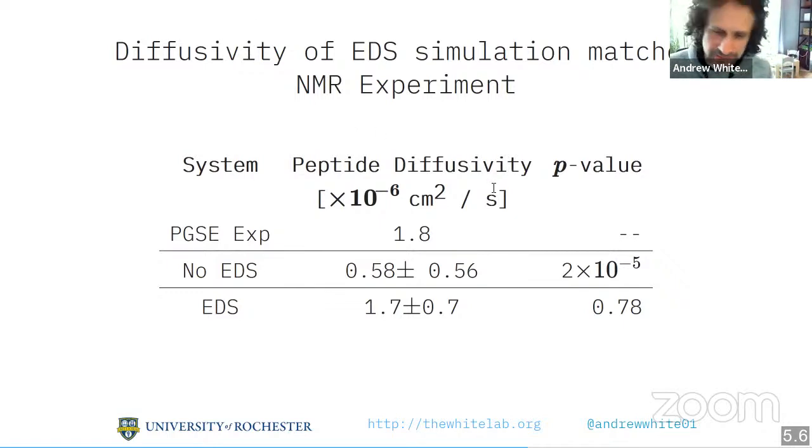So one of the things we like to do is check an independent measurement to make sure that we have agreement. One of the things we did in this paper was that we used EDS to sort of repair the structure, or to get better accuracy on the structure. And then we did a diffusivity measurement. So we can compute diffusivity from the simulation.